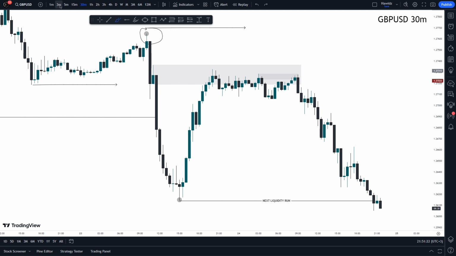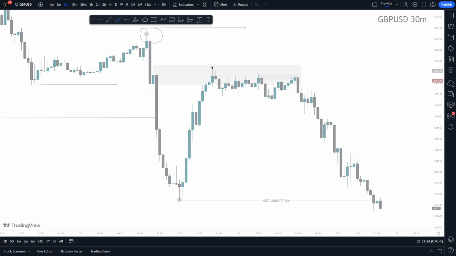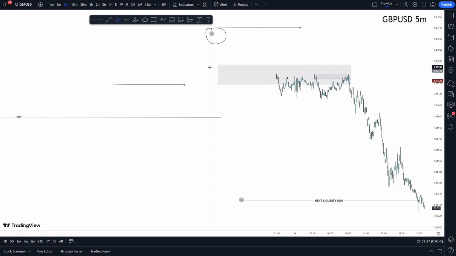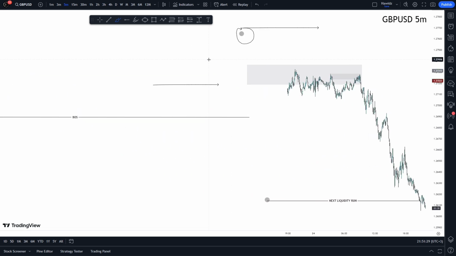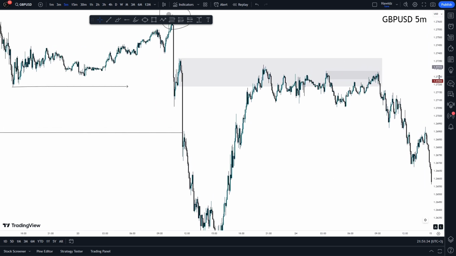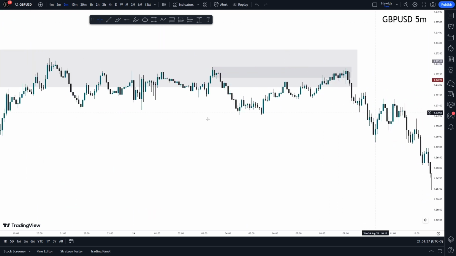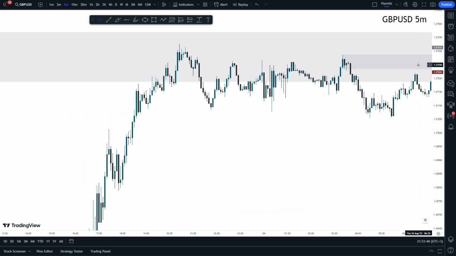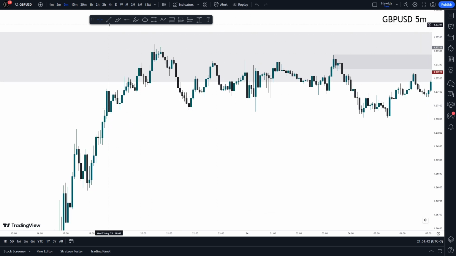Now, with that area being pinpointed, what I just had to do was drop down timeframes and see what was happening within the lower timeframes, which could allow me to make my trading decisions once price had reached this area of demand or supply here. Right, so there we are.